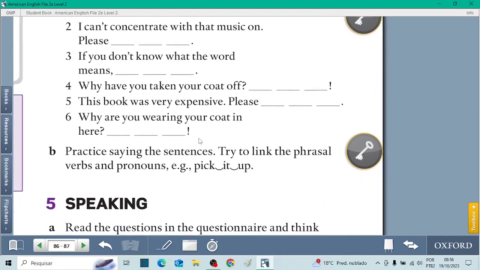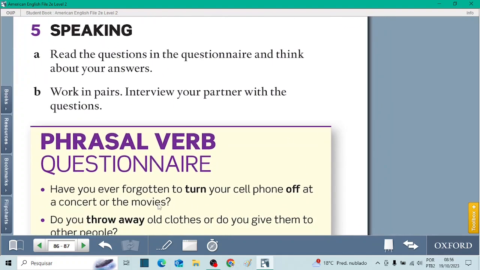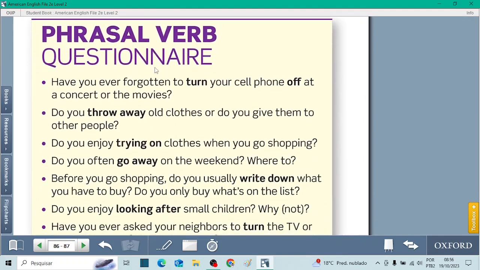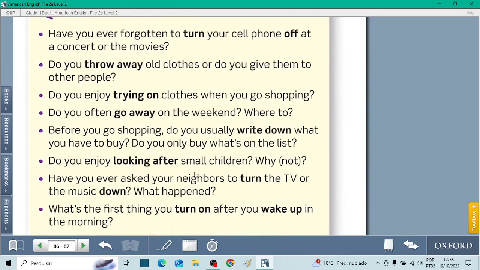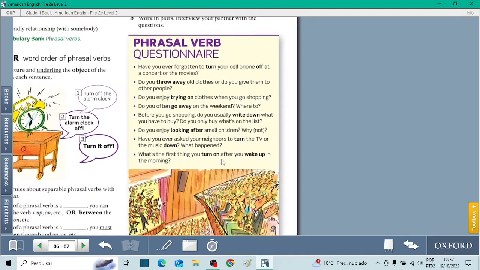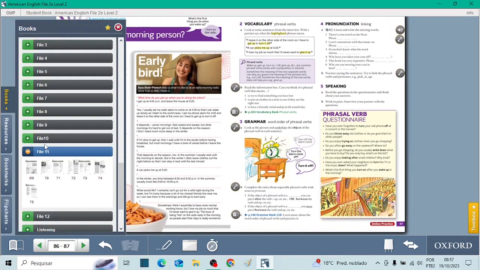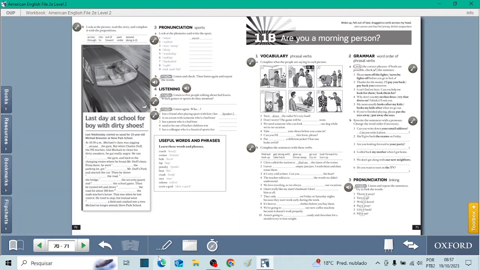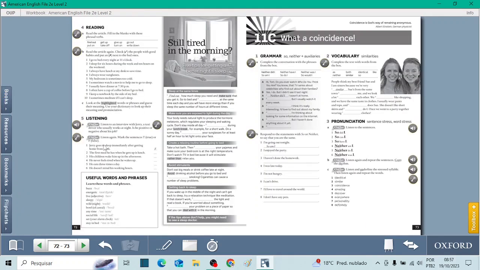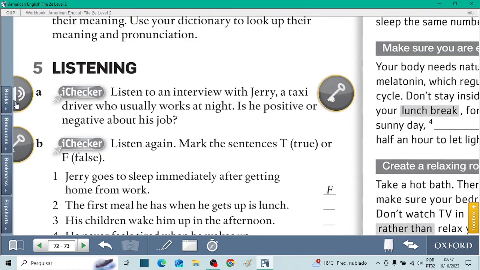Great. All right. Now, speaking, this activity will be performed during your online class. So read this questionnaire and think about your answers. And then you will be able to interview and answer about them during your class, okay? Fantastic. Great. So now we are going to move on to the workbook for 11B. Pages 71 and 72, I will play the listening exercise so you can do it. Let's go.